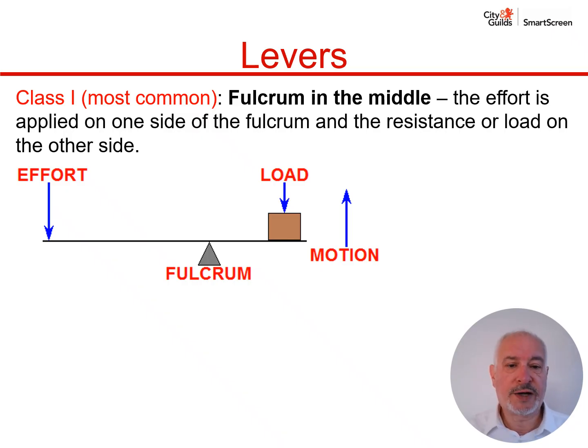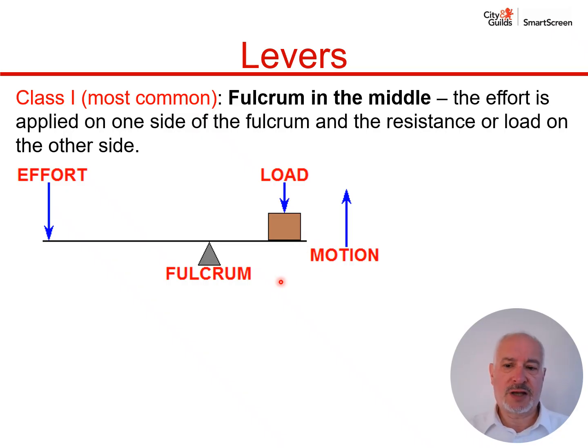So let's look at class 1 levers first of all. These are the most common types of lever. In a class 1 lever, the way we define it is the fulcrum is in the middle. Not exactly in the middle position, because that won't be the most effective place. We generally want the fulcrum to be closer to the load. However, it's between the place where we are applying the effort and where the load is. So somewhere in that middle area will be the fulcrum, and if the fulcrum is in that middle area, then the effort is applied to one side and the resistance of the load or the force of the load is on the other side, and that is a class 1 lever.